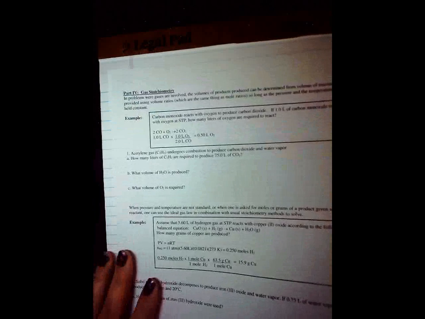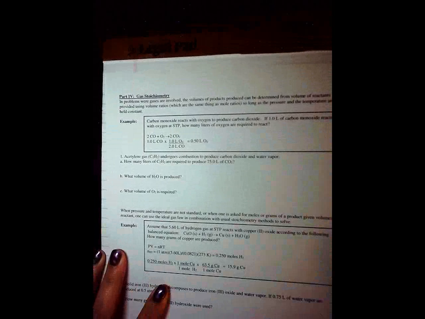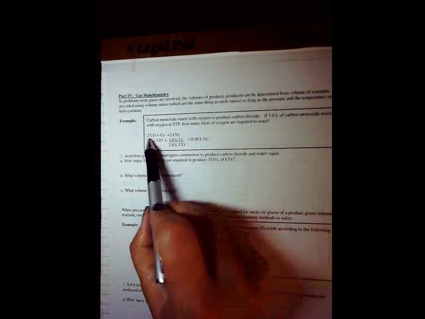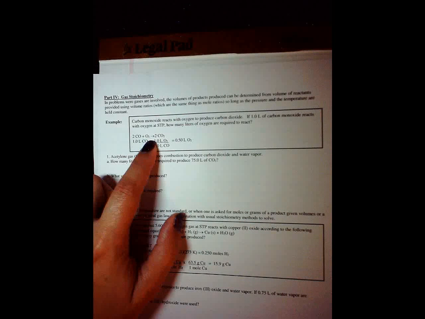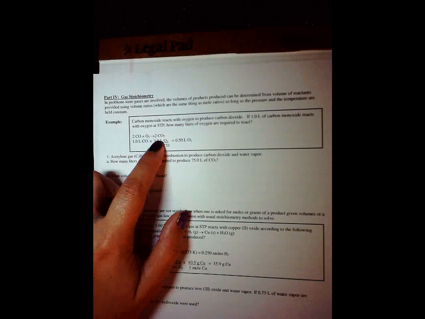So gas stoich. So the other day we were talking about how when you have a balanced chemical equation, so for instance here you have one, 2CO plus O2 yields 2CO2. When we were doing stoichiometry, we learned that those coefficients meant moles, right? So the way that you read this is that you have 2 moles of carbon monoxide reacting with 1 mole of oxygen. You end up making 2 moles of carbon dioxide, okay?